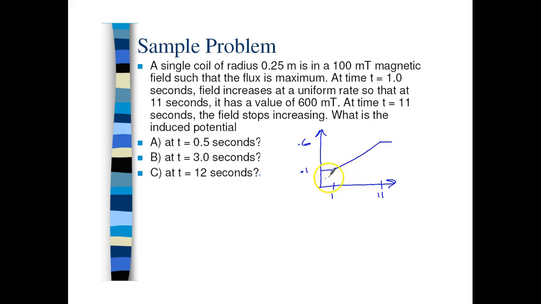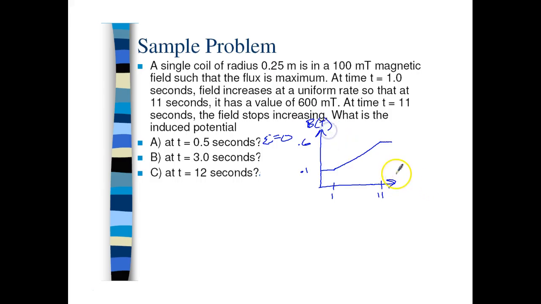So just a few things that we need to do. One of the things that we need to do is recognize that t is equal to 0.5 seconds. That would be right here. We don't have any slope. And because we don't have any slope at all, we know that we don't have any induced potential because we're not changing the magnetic field.